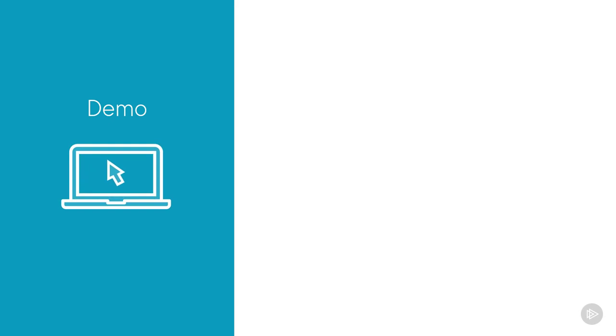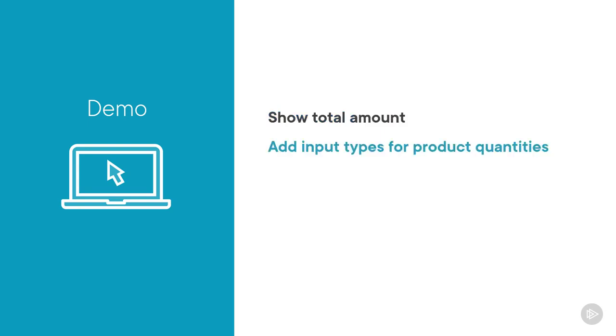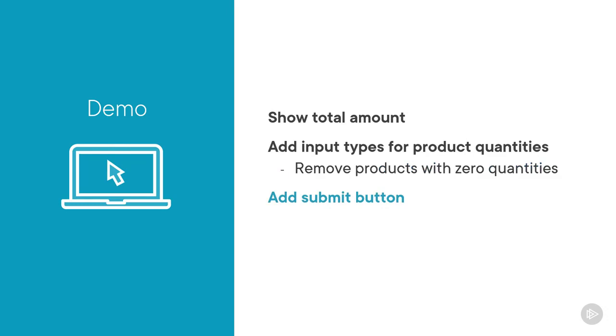Let's add more interactivity to the shopping cart and prepare to submit the order. First, we are going to show the total amount of the order. Second, we are going to add input number types for product quantities so that we can adjust quantities for each product. Furthermore, we are going to remove products with invalid quantities such as 0 or negative values. Finally, we are going to add a submit button for the order. To prevent invalid orders, the button needs to be disabled when the cart is empty.